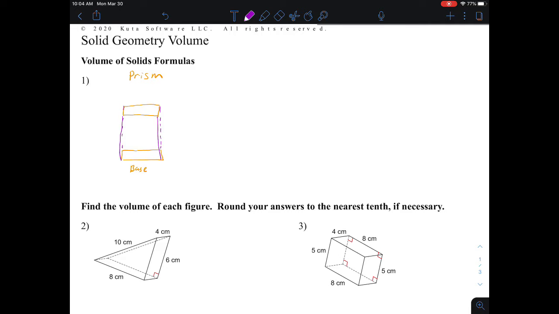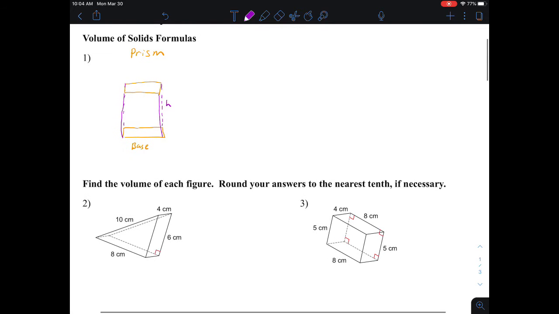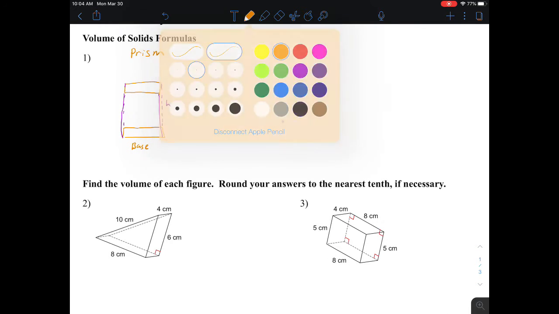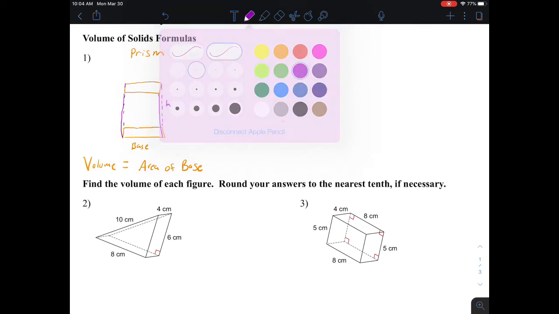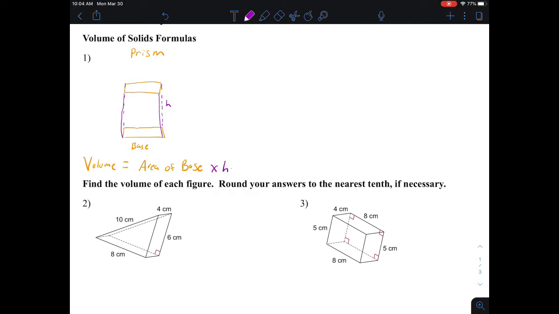would be the purple. And so the way you would find the volume of a 3D shape classified as a prism, the volume is going to equal the area of the base times the height. So area of the base times height.